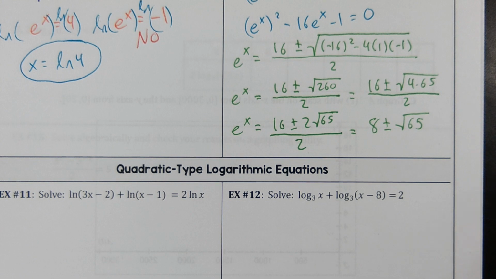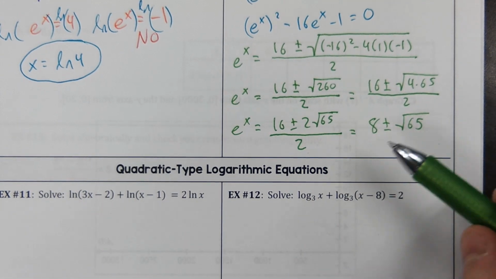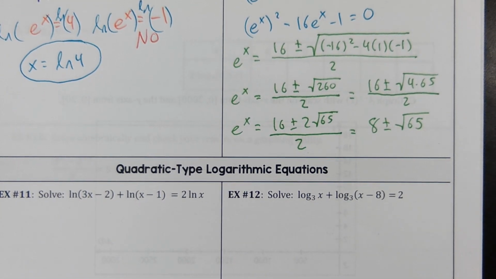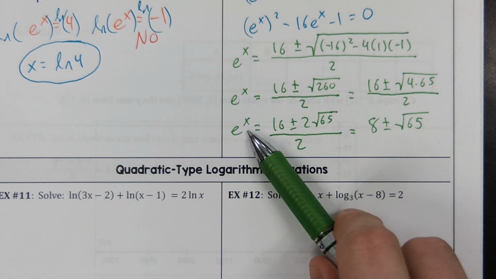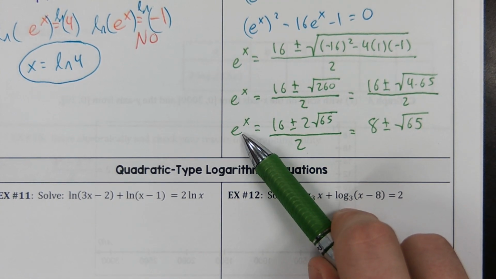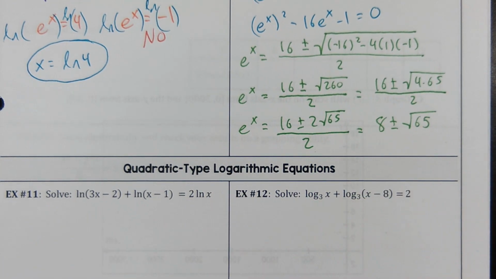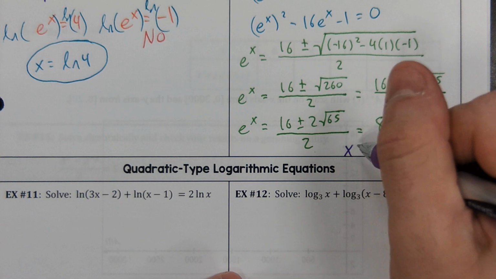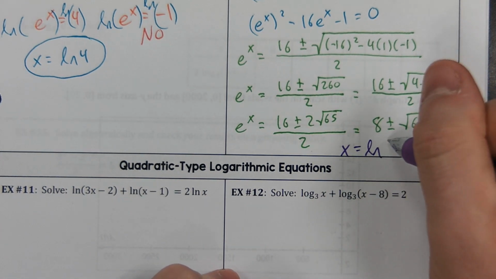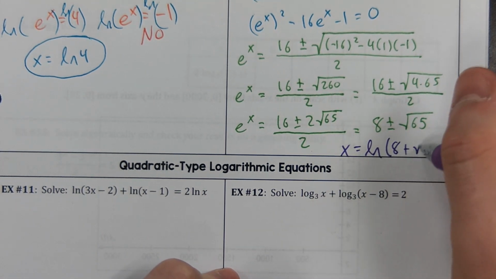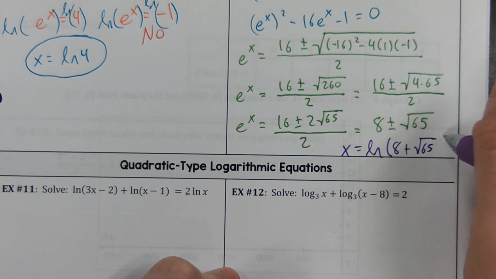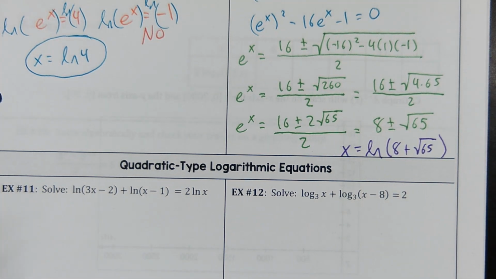So you see how we did that without a calculator? I don't know what the square root of 65 is, but I do know it's larger than 8, because 8 squared is 64. So 8 minus the square root of 65 is negative. And an exponential function that is not shifted up or down can never have a negative value. Therefore, when you take the natural log of both sides, you will get x equals the natural log of 8 plus the square root of 65, since you can't use the negative one. Who cares what it is? That's the answer without a calculator.